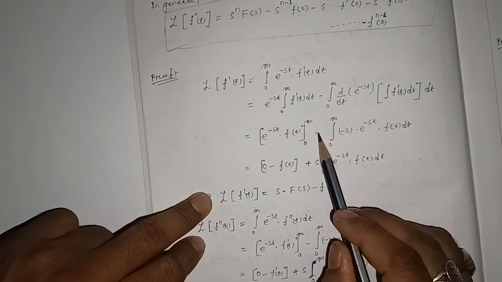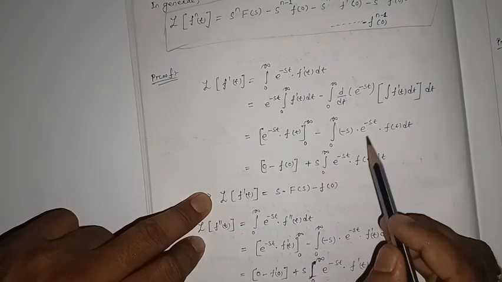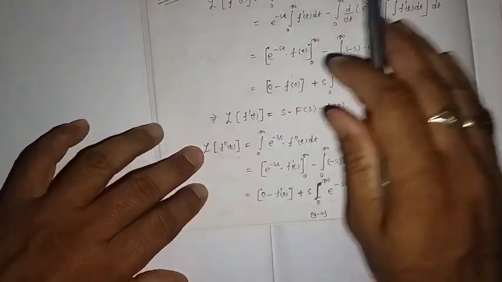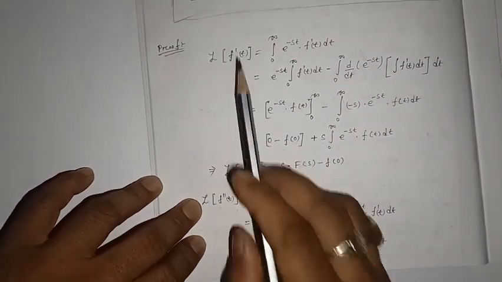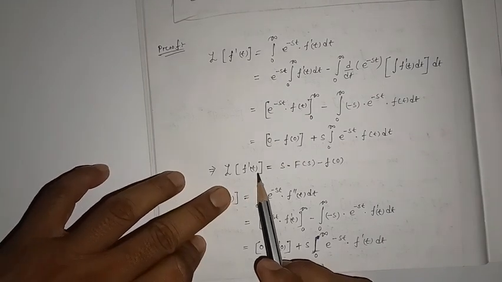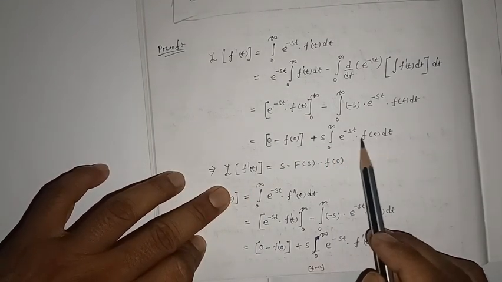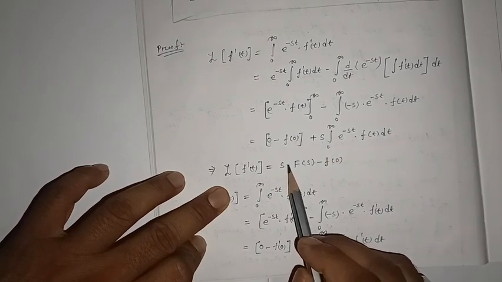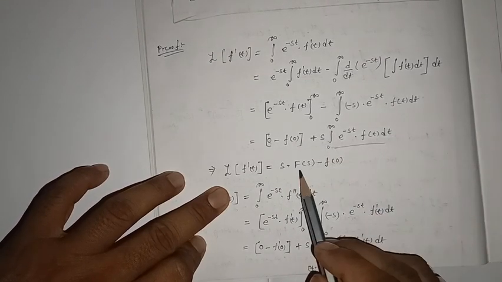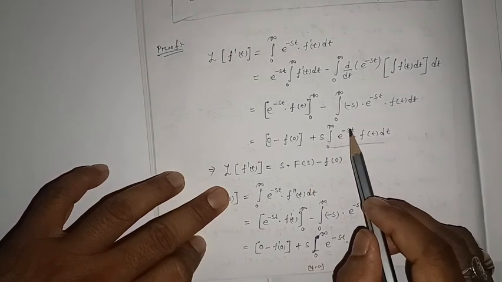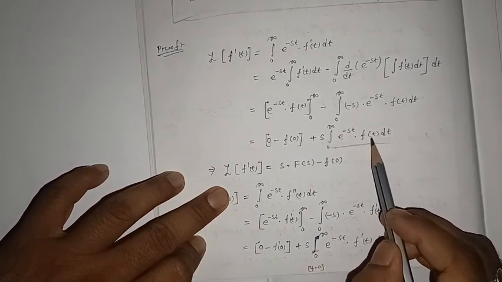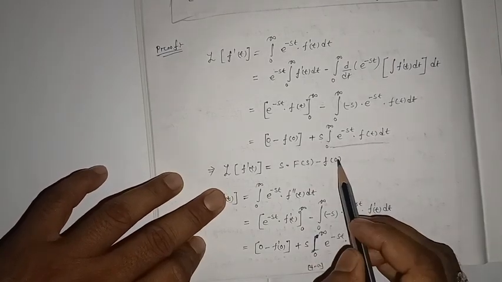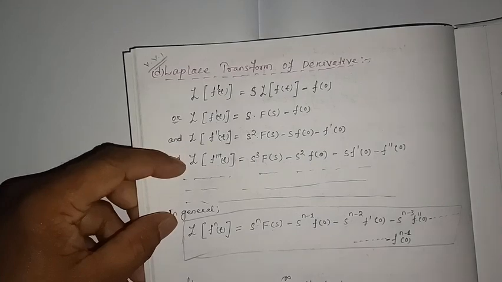Plus, minus, minus, plus, plus, integral from 0 to infinity of e to the minus st f of t dt. Now, that implies what we found: the Laplace transform of f dash t is this one minus this one. So this is s times the integral, which is nothing but capital F of s, the Laplace transform of f of t, minus f of 0. Okay, the first one we have proved.